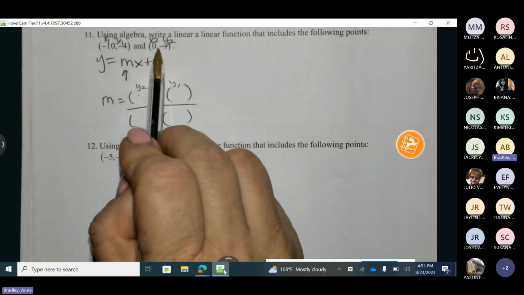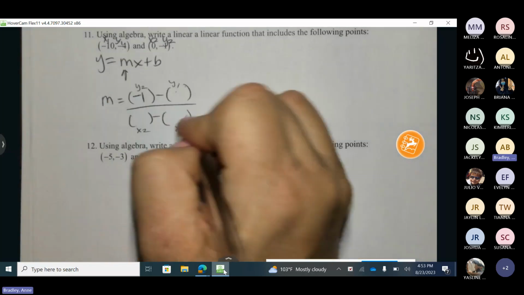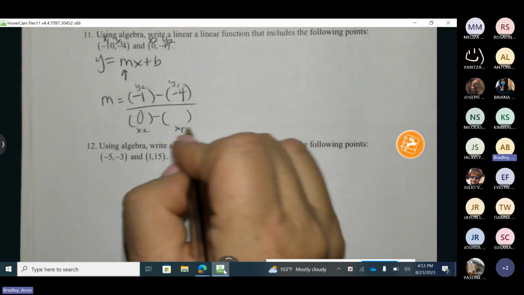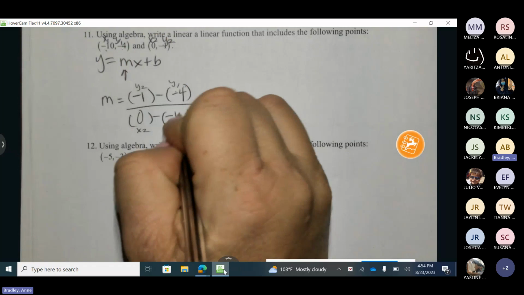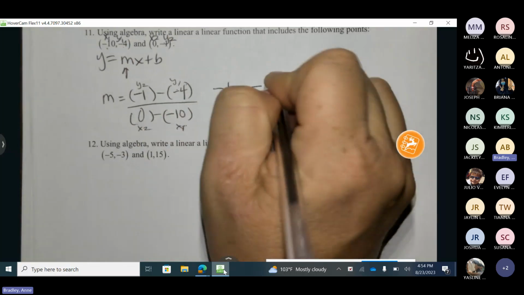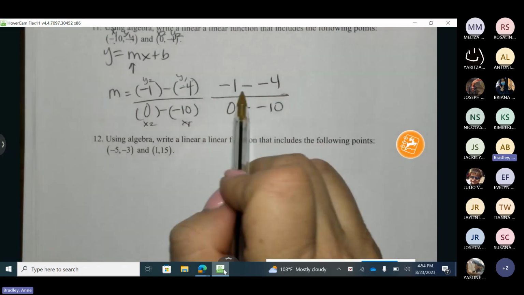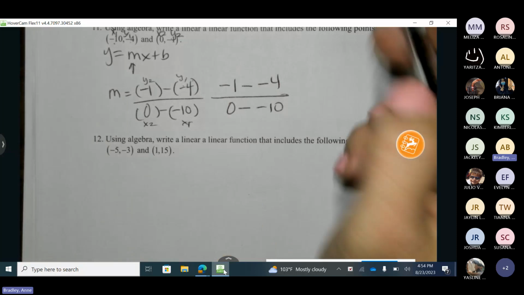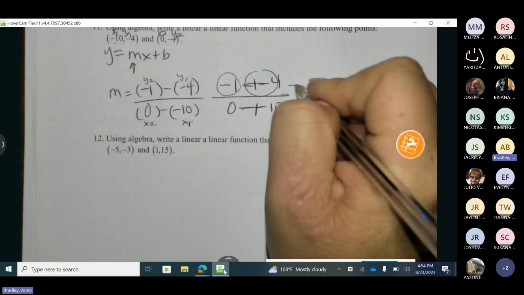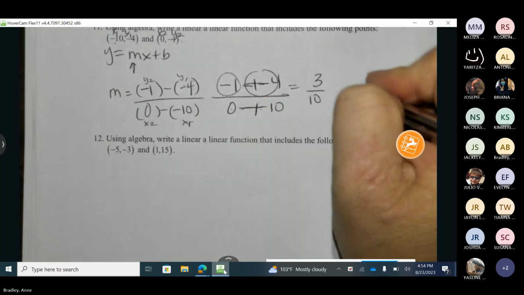The y2 value is negative 1. The y1 value is negative 4. The x2 value is 0, and the x1 value is negative 10. Off to the side, I'm going to write this. Negative 1 subtract negative 4, and 0 subtract negative 10. Remember, you can plug this into your graphing calculator, but remember, 2 negatives make a positive. Negative 1 and 4 would be 3. 0 plus 10 is 10.